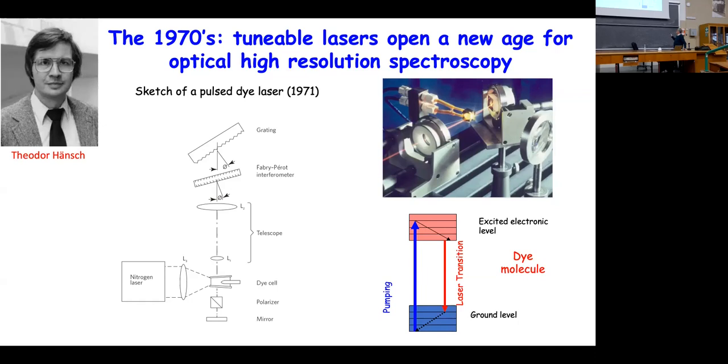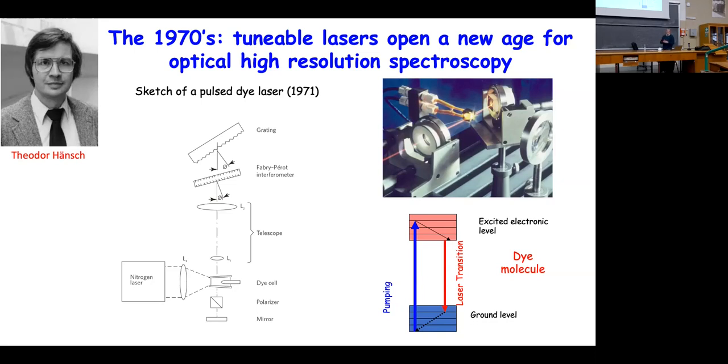You see here a picture of the first setup, and here a sketch which shows how the laser was arranged. You see that this nitrogen pulse signal is focused on the cell in which the dye is being circulated. The dye is usually dissolved in ethanol or methanol. And so the dye molecules fluoresce. This is in a cavity which is closed here by a mirror and at the top by a grating.